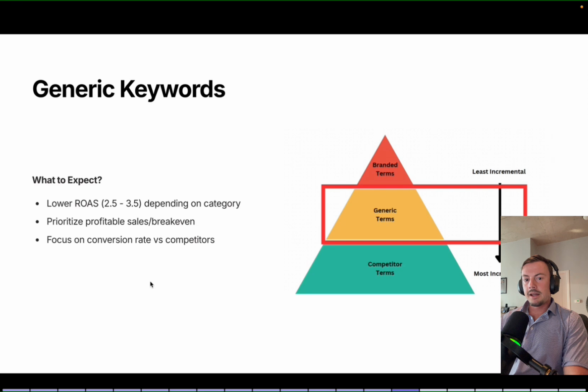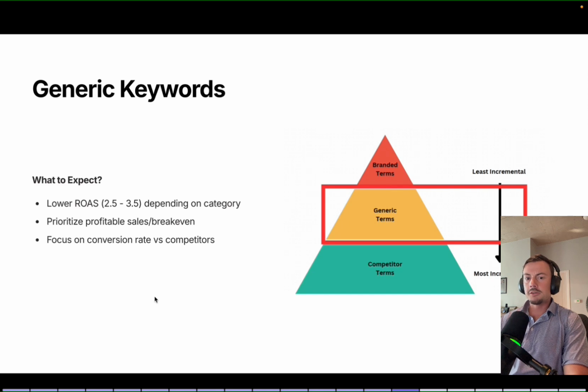The core KPI you're actually going to look at is your conversion rate versus competitors. And the reason you want to look at that is because if you think about Amazon from a bottom-up perspective, then Amazon prioritizes products with the highest sales volume and the highest conversion rate. So if you have a high conversion rate compared to competitors on a generic keyword, then as long as you push enough volume through that keyword, you should see your organic rank rise.